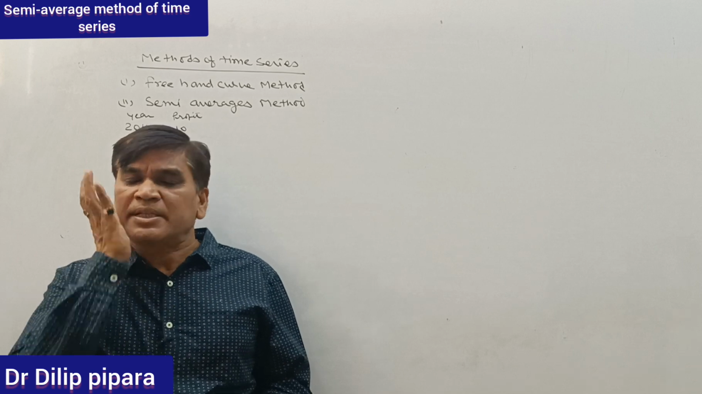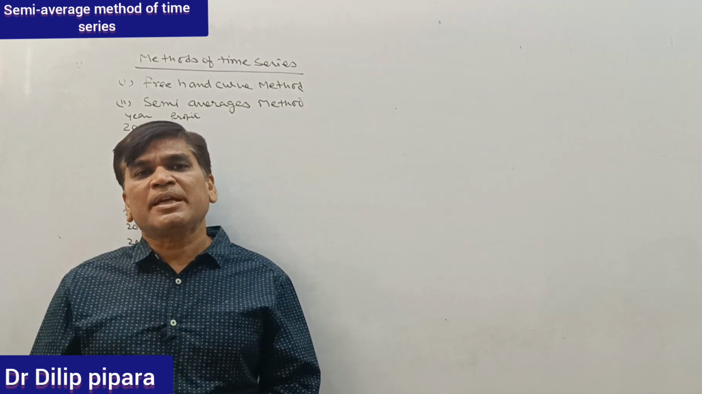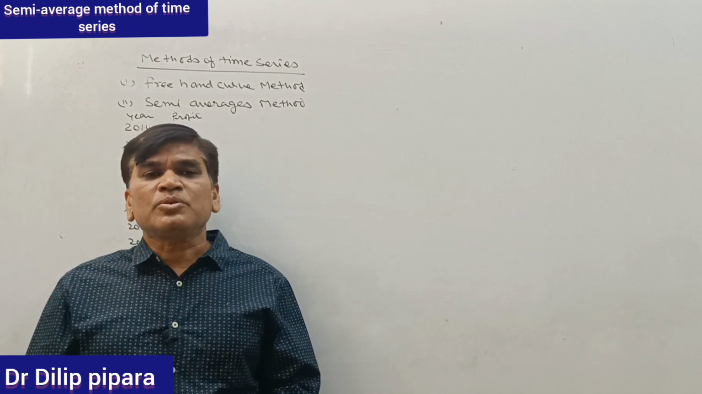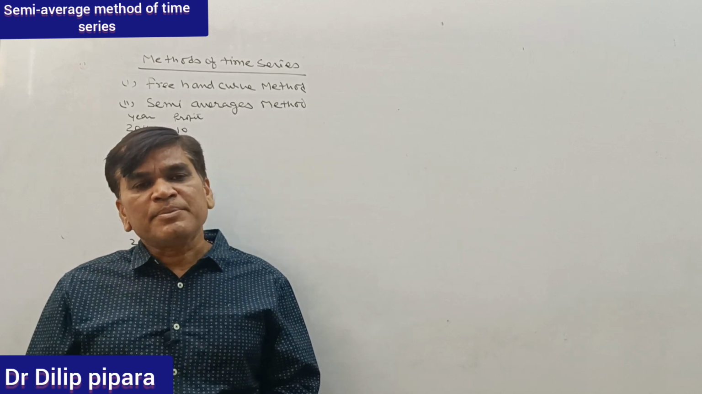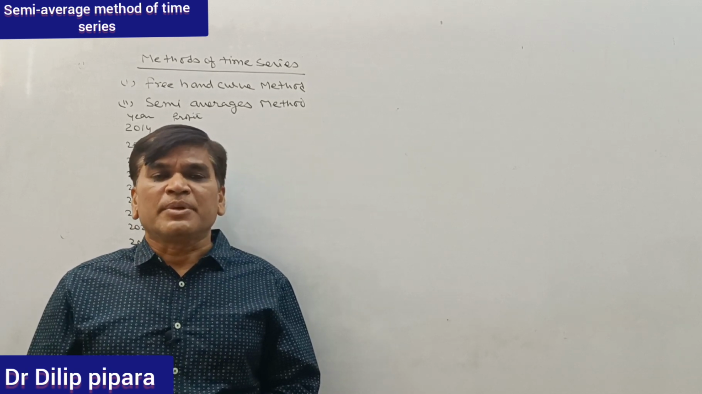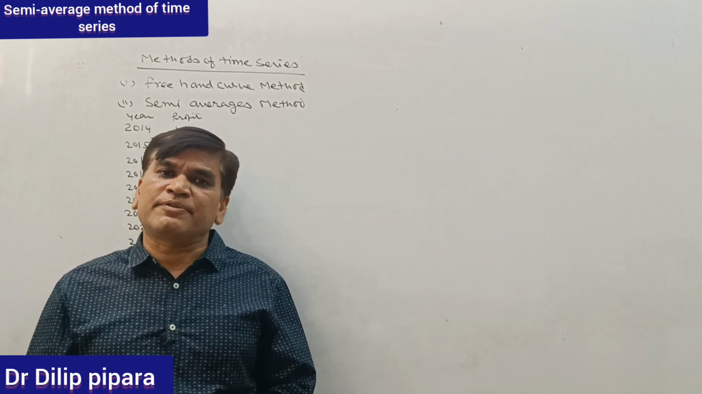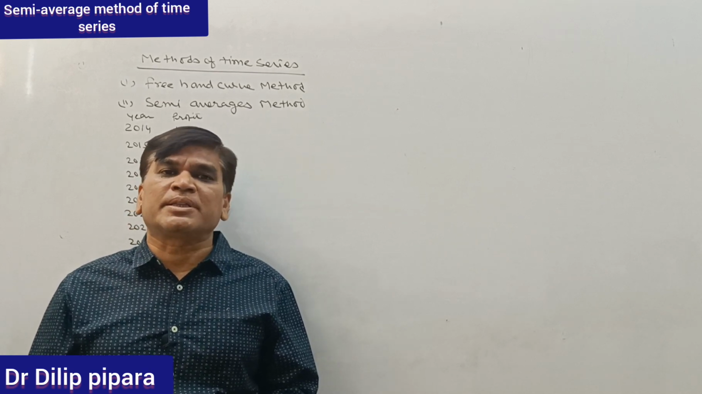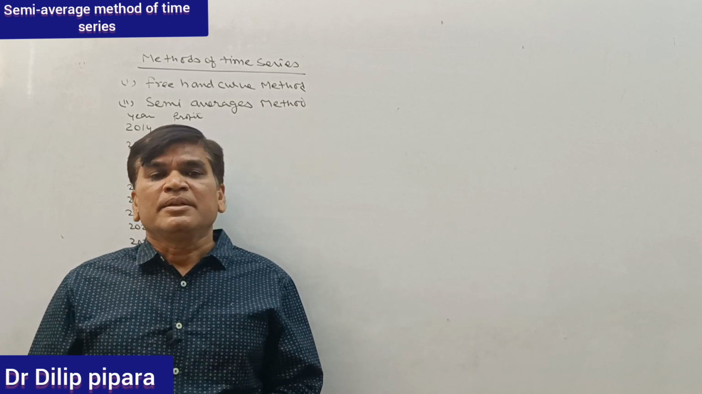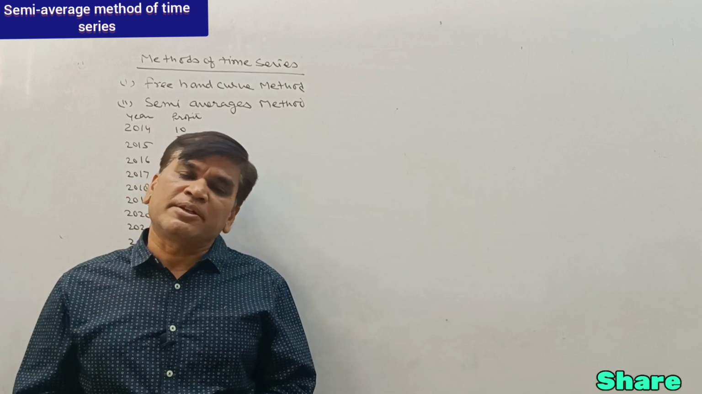As we know, time series are dependent on time, and if data is changing due to the change in time, that is called time series data. To measure the time series, we have many methods. In today's video, we will discuss 2 methods: the first one is the freehand curve method and the second one is the semi-average method. Other methods for the time series we will discuss in our next video.